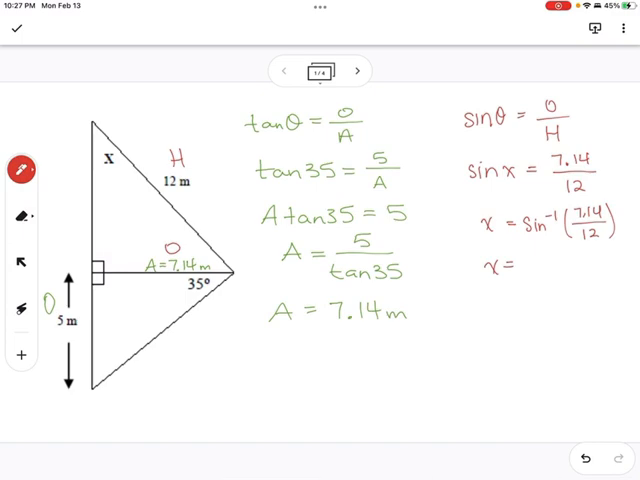So 7.14 divided by 12 equals, and then second, so that we can have our sine inverse. So we get an angle of 36.5 degrees. Okay, so in a question, you might not necessarily be able to go straight to the answer. There could be a few steps along the way. Just break it into separate parts to be able to get to that final answer.